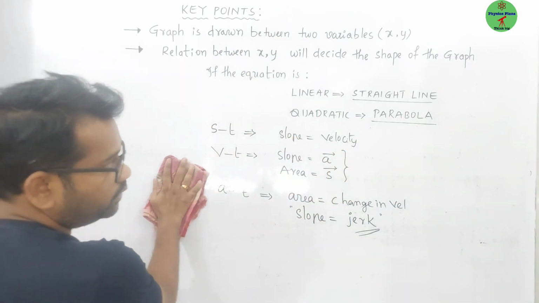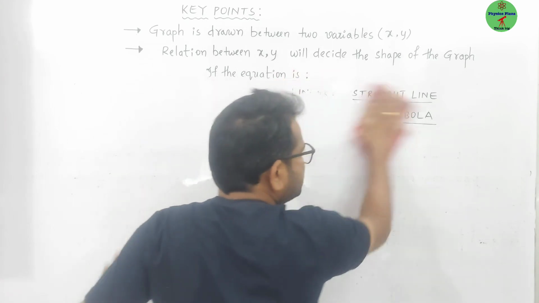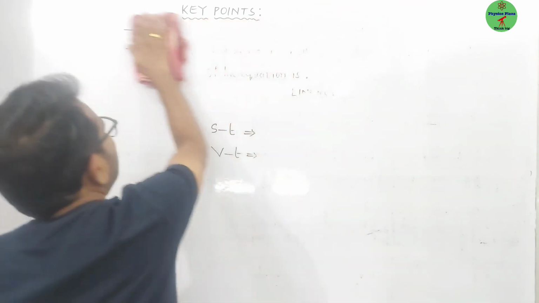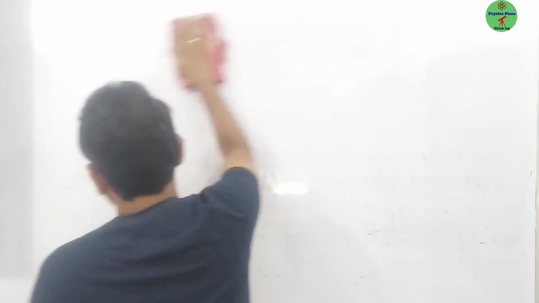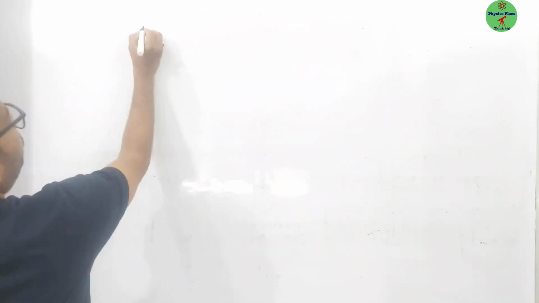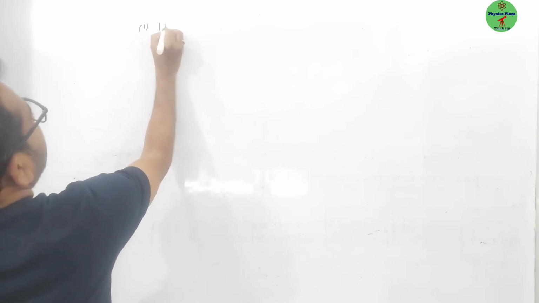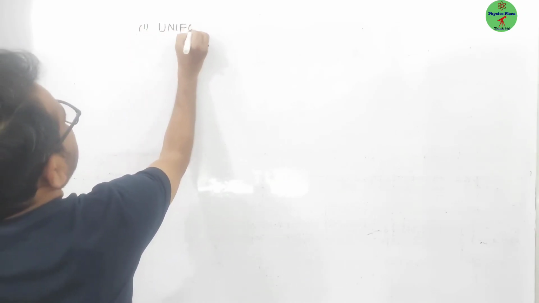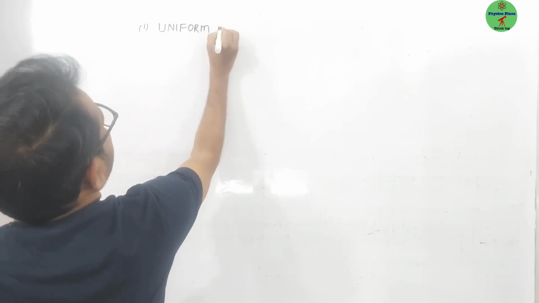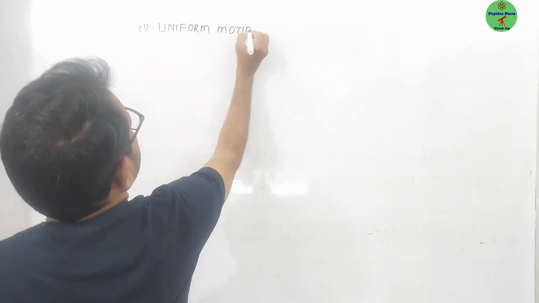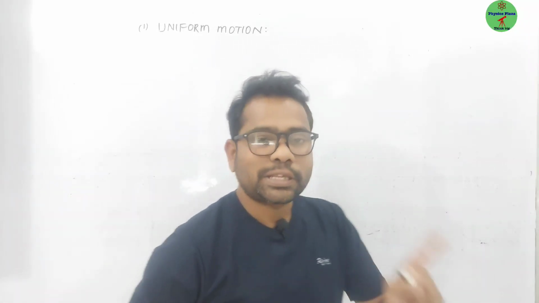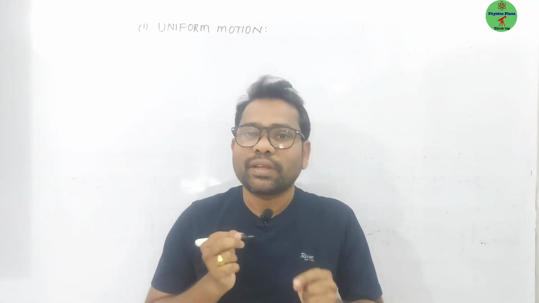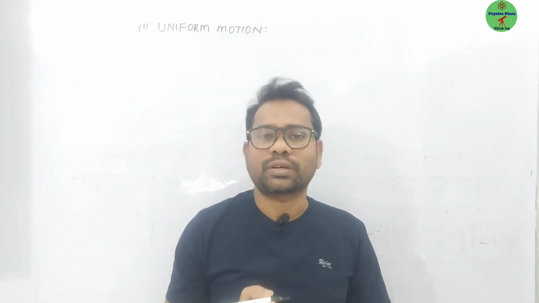Children, hope it is copied. Fine. Children, you just think, what do you mean by uniform motion? When can you say that a body has uniform motion? So here, the first category is uniform motion. When a body is covering equal displacements in equal intervals of time, then we can say that the body has uniform motion.